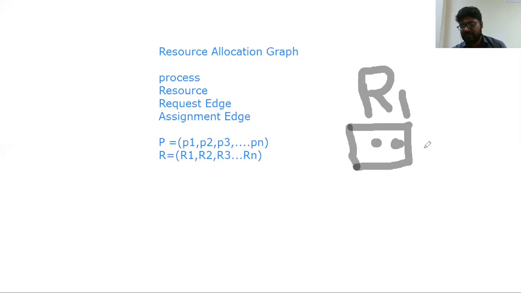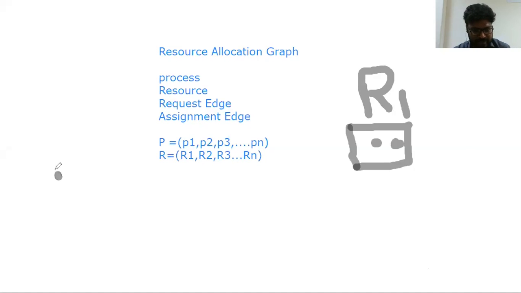Say for example, another resource I am representing with the name R2. That may be a webcam. If only one webcam is available, you can put one dot inside that rectangular box. Otherwise, you can put two dots. Then take the heading resource, and a resource is represented in this form. Next, process. Take the heading process.